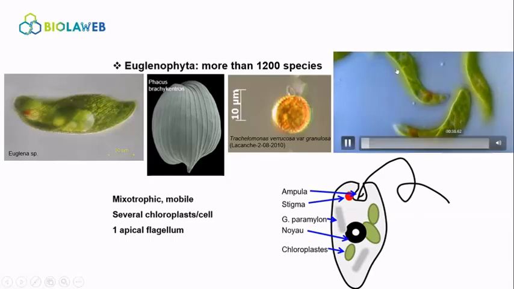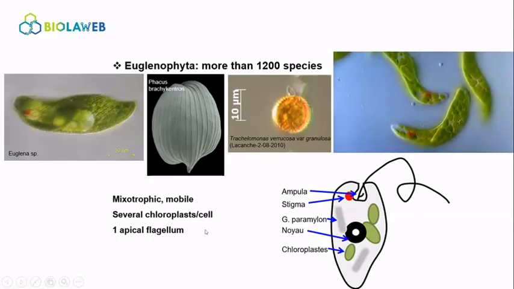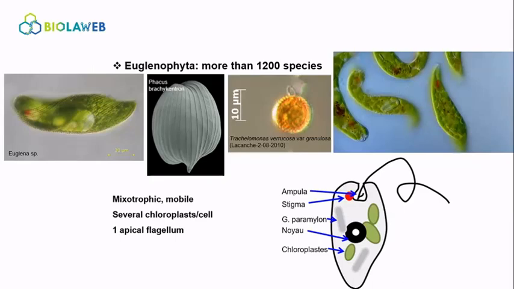Again, a nice video of Euglenophyta. You can see the number of chloroplasts it has here. Euglenophyta are usually living in very high organic matter concentrations.